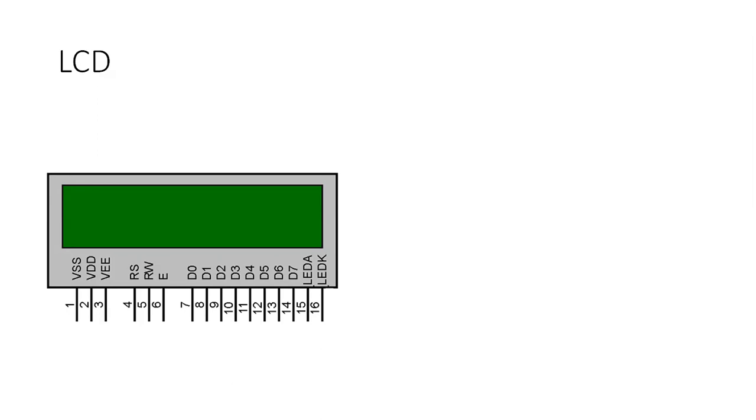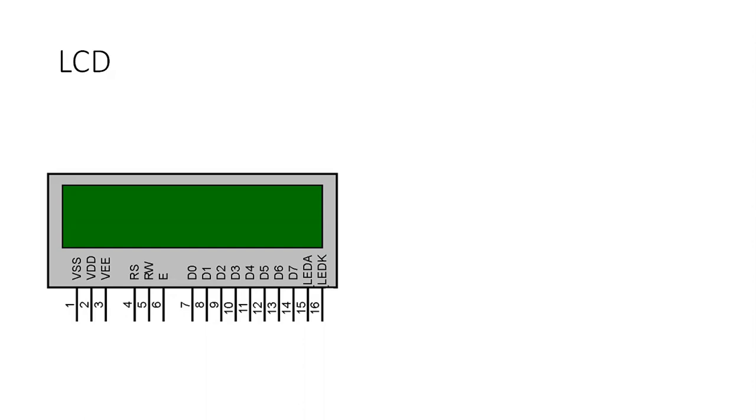The pin diagram of the LCD is shown here. There are 16 pins available. The first pin is VSS, the second pin is VDD, the third pin is VE, the fourth pin is RS, the fifth pin is RW, the sixth pin is E, and pins 7 to 14 are D0 to D7. These are the data pins. The 15th pin is LED anode, and the 16th pin is LED cathode.